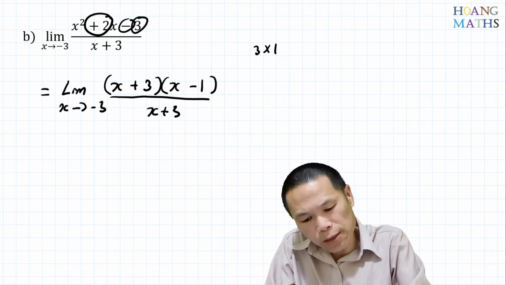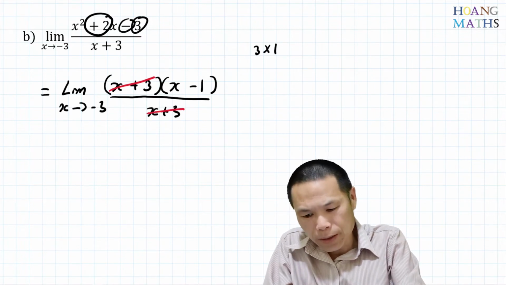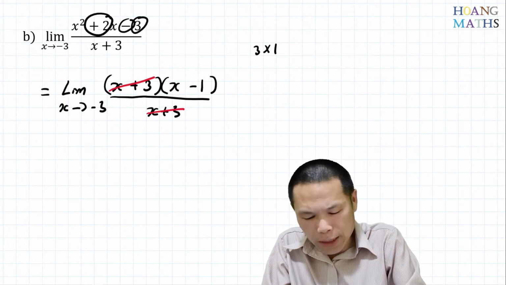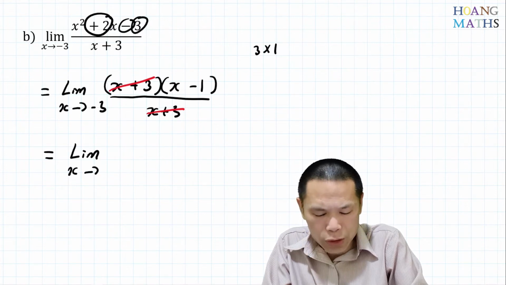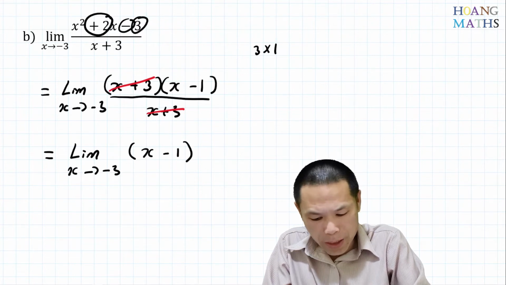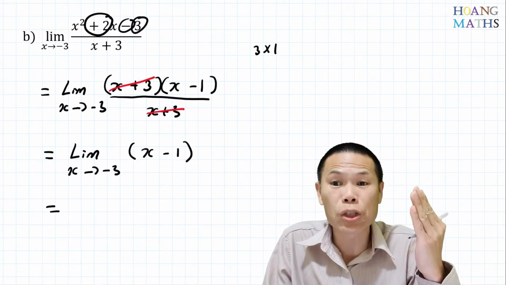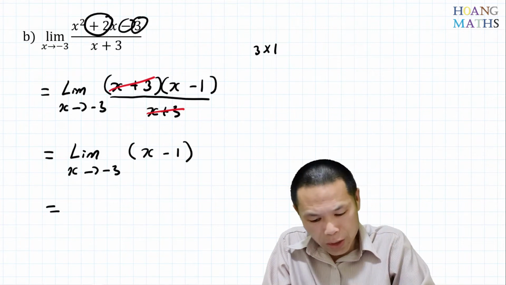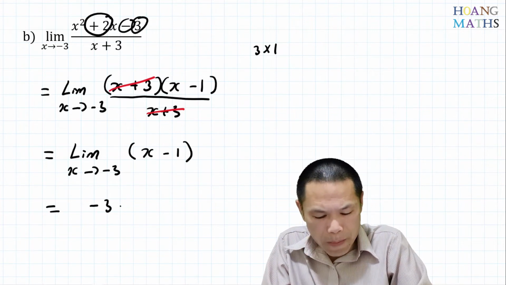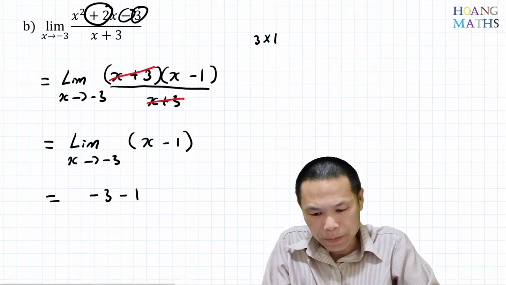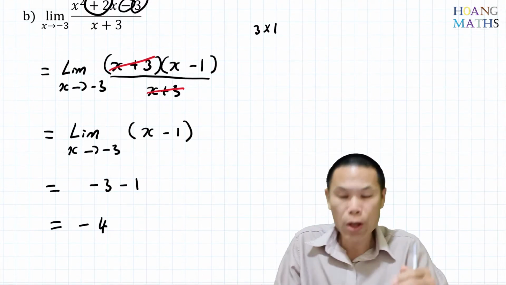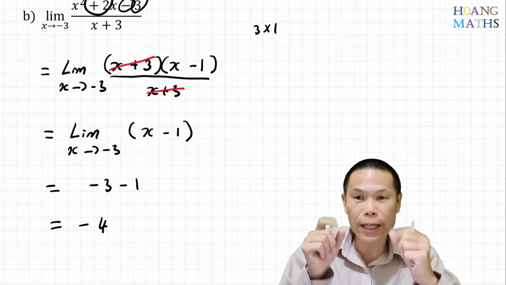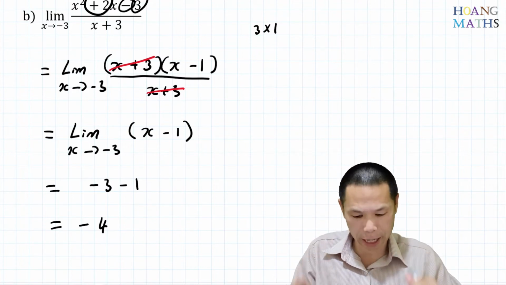So now we just simplify this. And now that's equal to the limit as x approaches -3 of x minus 1. Now I can simply substitute -3 in. So that becomes -3 minus 1. So the answer is -4. There you go. So let's check the calculator to see if we got it correct.